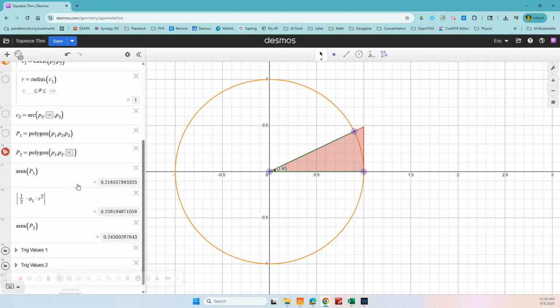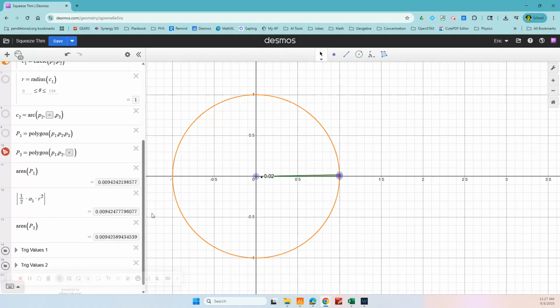something like that red triangle. Well, that red triangle, its area, if I drag this thing around, notice it changes, but its area always stays a little bit bigger than the sector, which is a little bit bigger than the inner triangle. And as I let this thing approach 0, what happens? They all go to 0, right? And so that inner sector is pulled to 0.